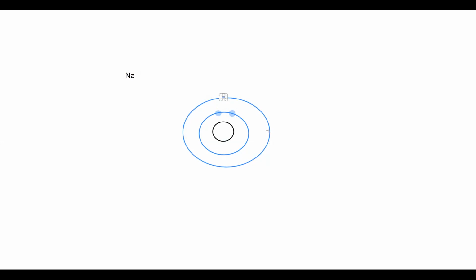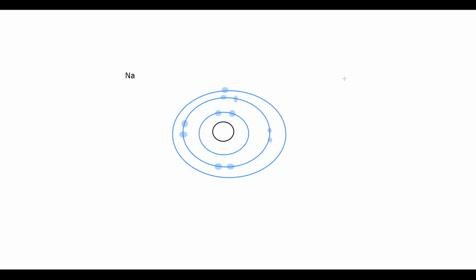I'm going to start filling up the second energy level. So I've got 1, 2, 3, 4, 5, 6, 7, 8 electrons in the second energy level, and now the second energy level is full. So I still have 1 more electron to go, so we're going to have to go out to the third energy level to put that last electron. So now we're going to put that last electron in the third energy level, and we're done.